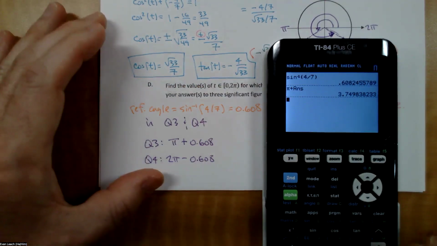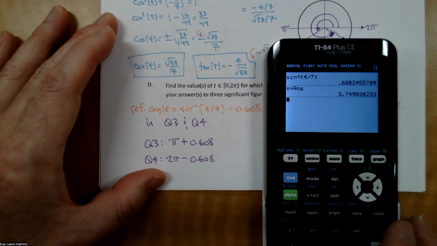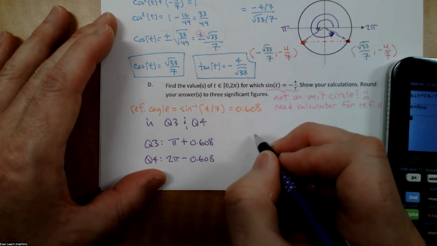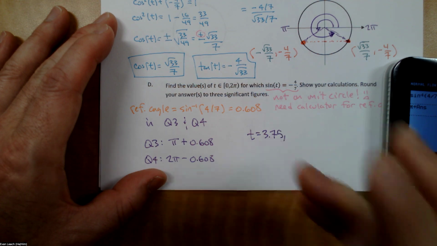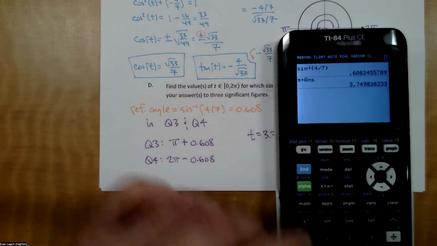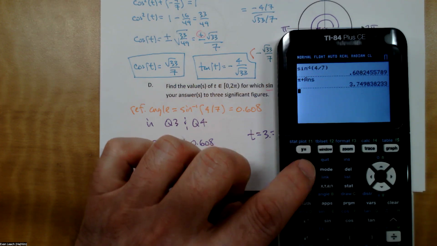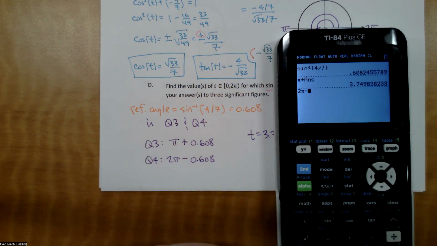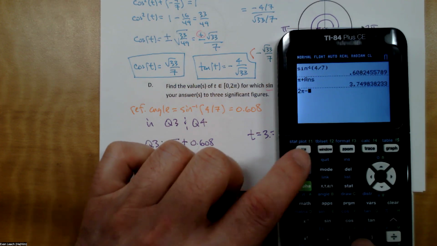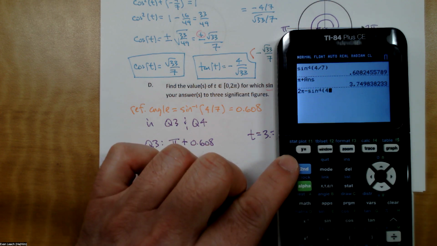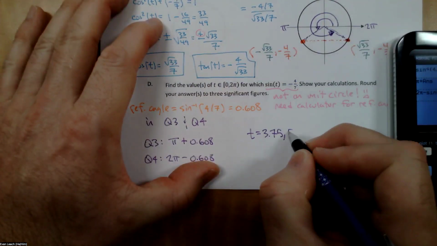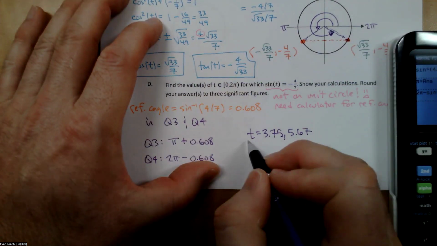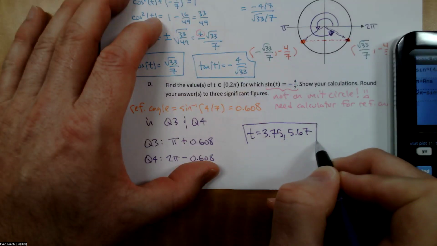So our quadrant 3 angle is 3.75 because we want 3 significant digits. And 2 pi minus 0.608, I don't want to round off, is 5.67 to 3 significant figures.